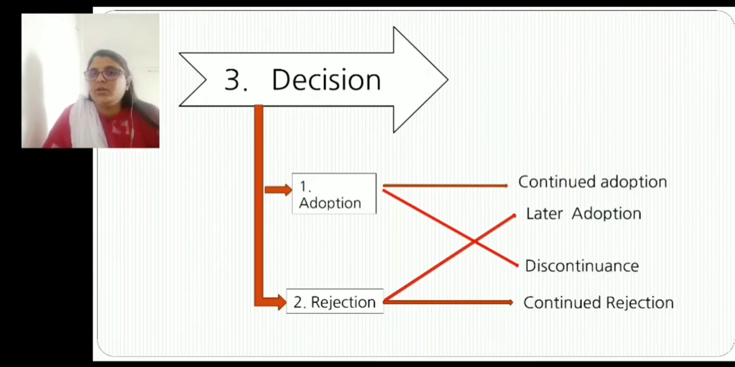Discontinuance means you did not get a satisfactory result from that particular adoption, so you did not continue it; you are going to reject that innovation. That is continued adoption and discontinuance. Then rejection: first of all you reject that particular adoption, but after some time you have to adopt that particular innovation. So this is about the decision stage.